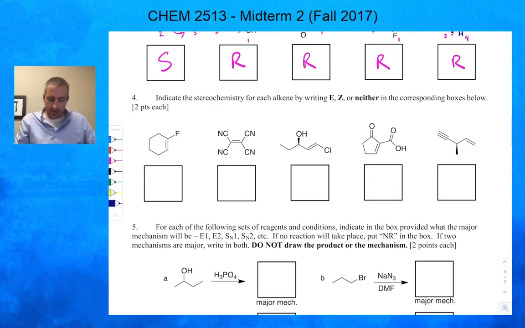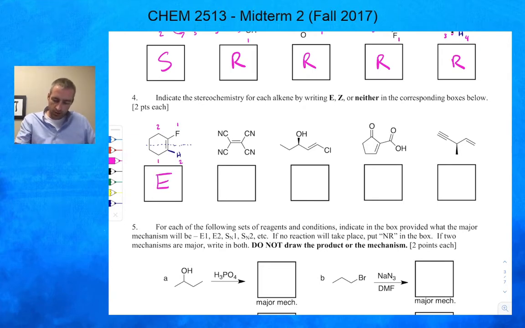Next one says, indicate stereochemistry for each alkene by writing E, Z, or neither in the space. So if you look at the alkene and you look at one side versus the other, at the top half of this double bond that we just cut in half, the ranking goes 1 for the fluorine, 2 for the carbon. And on the bottom half, ranking goes 1 for the carbon and 2 for the hydrogen. You can see that the higher rank groups, the fluorine and the carbon, are opposite each other. So this means this one is going to be E.